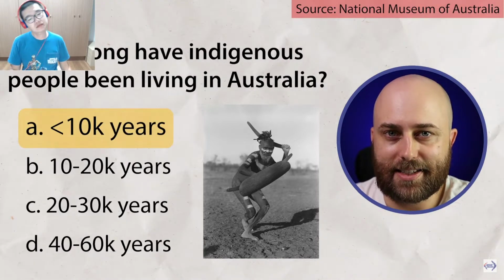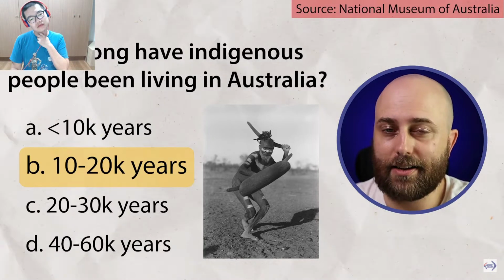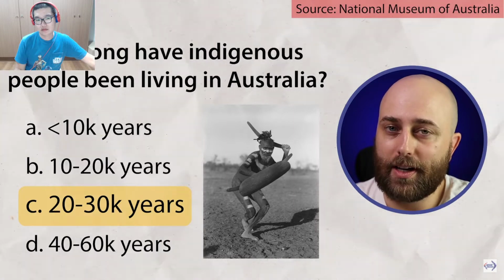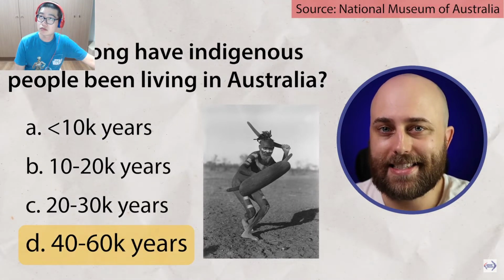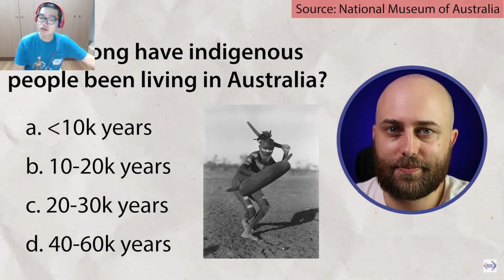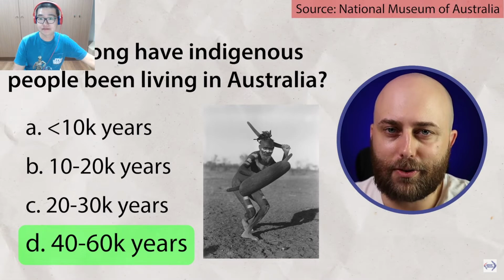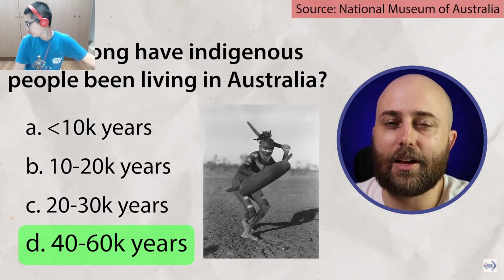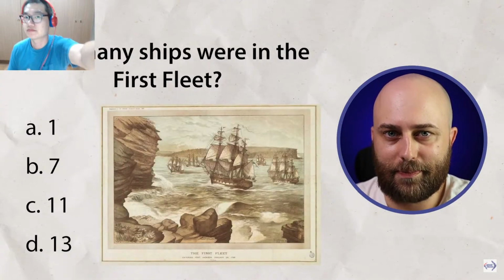Question 14. How long have Indigenous people lived in Australia? A. Less than 10,000 years. B. Between 10 and 20,000 years. C. Between 20 and 30,000 years. Or D. Between 40 and 60,000 years. The answer is D. Indigenous people have occupied Australia for between 40,000 to 60,000 years, and they are the oldest continuous culture in the world.